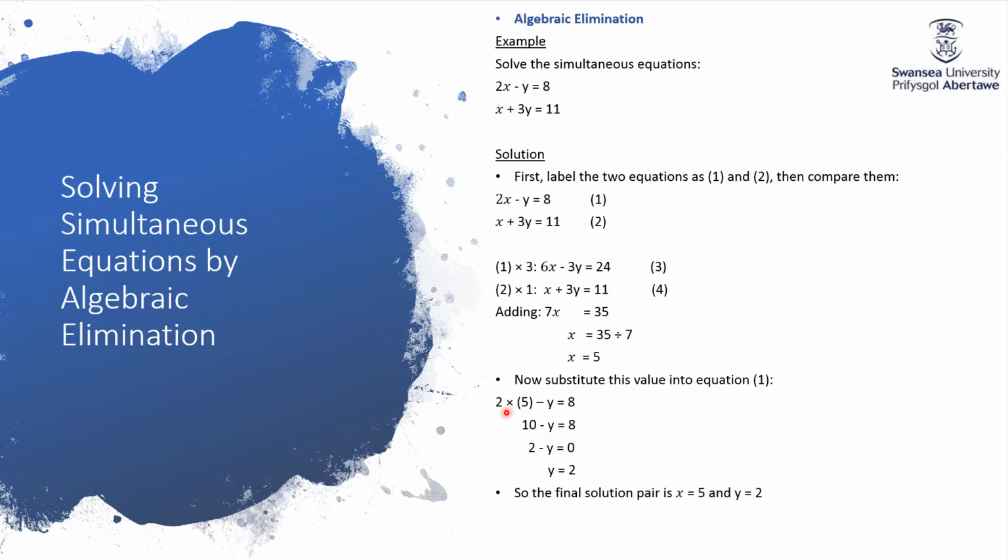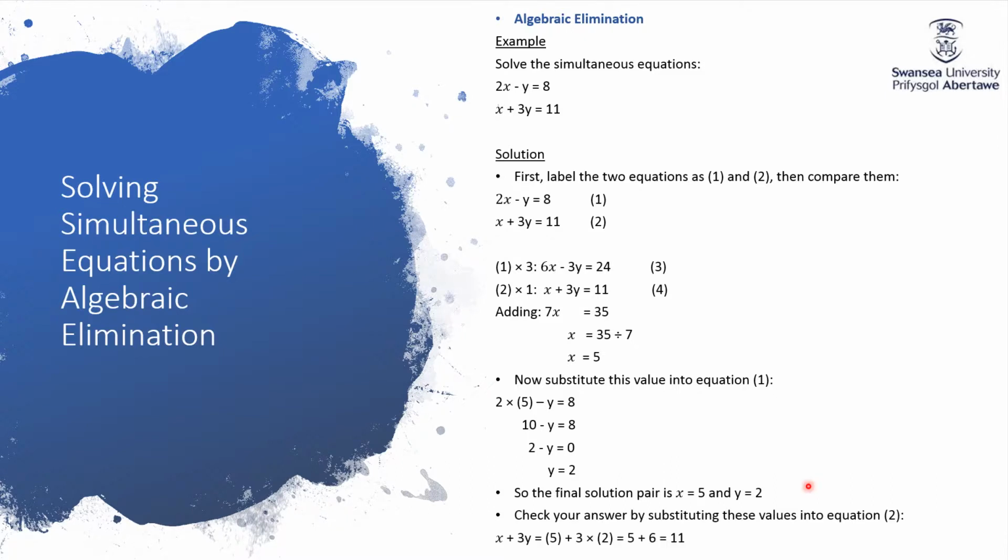So now, putting x equals 5 into 2x minus y, we have 2 times 5 minus y equals 8. So that's 10 minus y equals 8. And then if we take 8 off both sides, that gives us 2 minus y equals 0. And if we add y to both sides, that gives us y equals 2. Therefore, the final pair is x equals 5 and y equals 2.